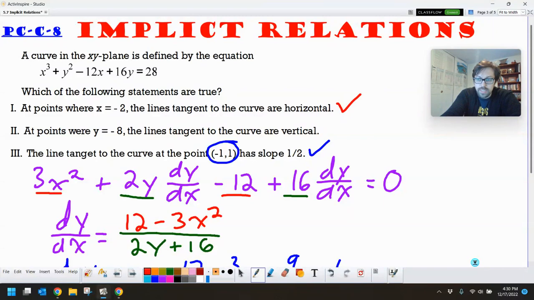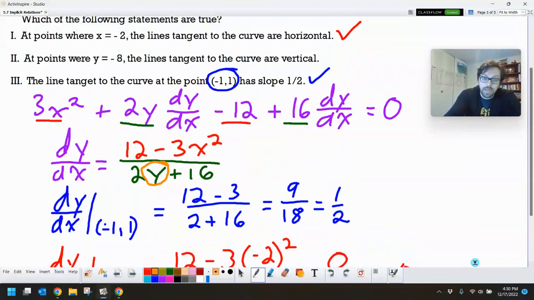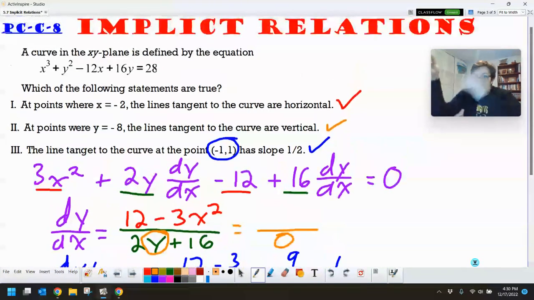The last one is if we plug in a negative 8, and we can kind of hand wave that one at this point, because if we put a negative 8 right there, we would get 2 times negative 8, that's negative 16, plus that 16, we would end up with a 0 in our denominator. And if we have a 0 in our denominator, then we would have vertical tangent lines because we're not able to have a 0 in our denominator for our slope. So that is true. So it turns out all three of these statements were true for this problem.